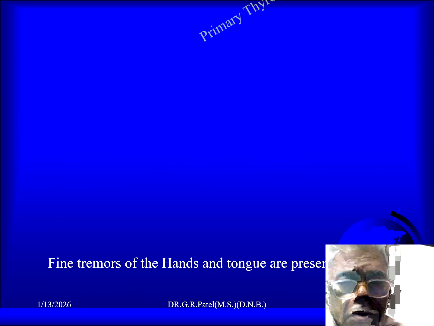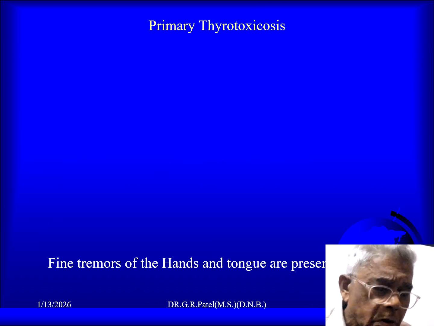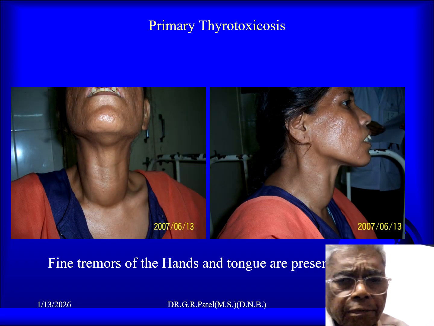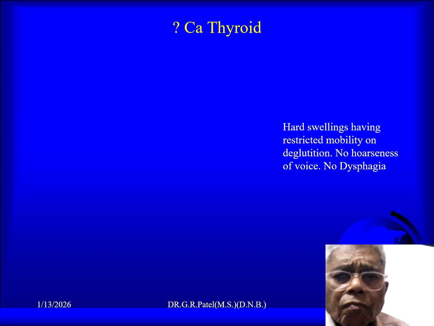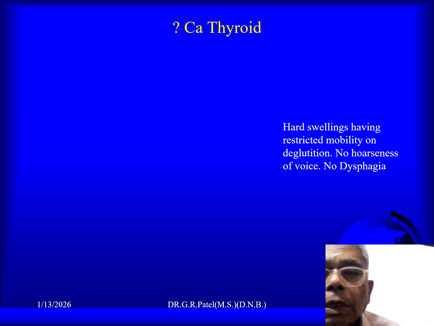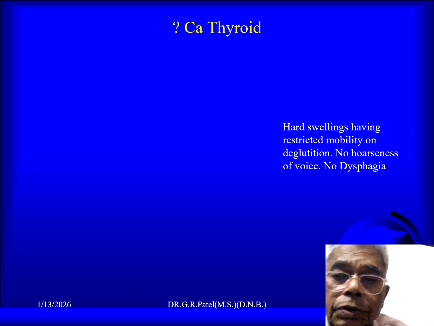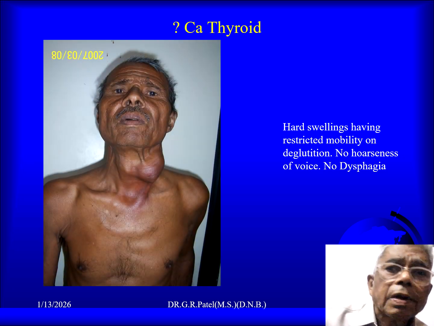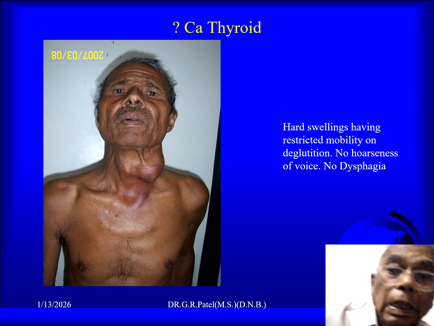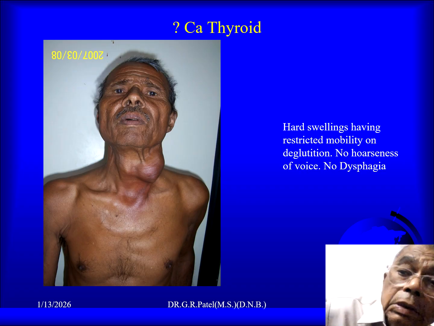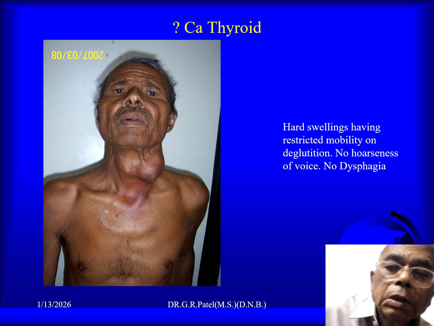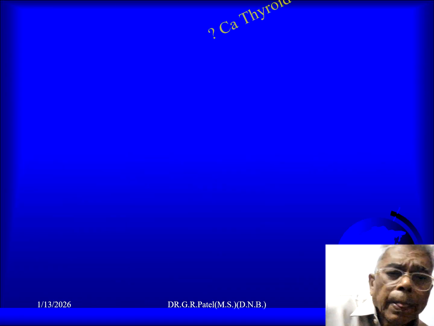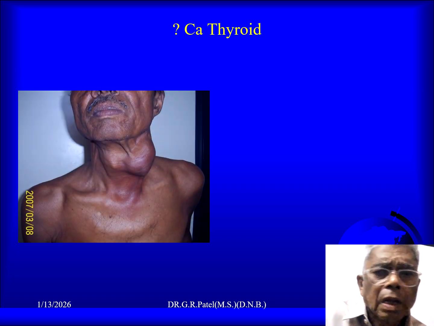Primary thyrotoxicosis patient, fine tremors of the hands and tongue are present. Carcinoma thyroid, hard swelling and restricted mobility on deglutition, no hoarseness of voice, no dysphagia. Query carcinoma thyroid; swelling in a male is most likely to be malignant. Carcinoma thyroid.